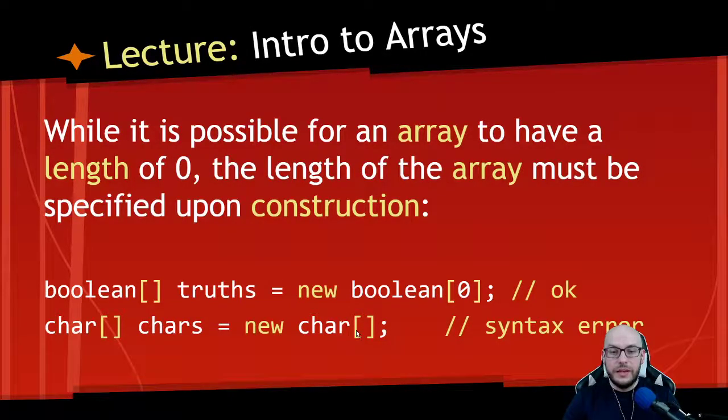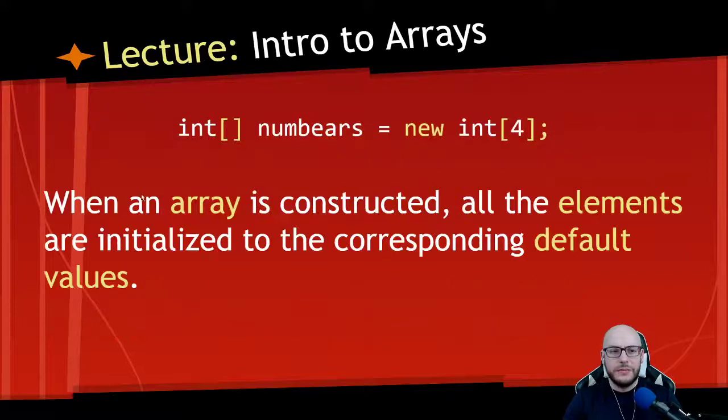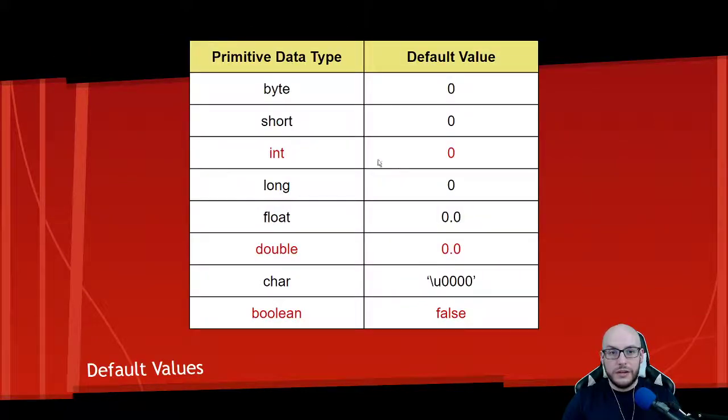Okay? So here we're also seeing that a Boolean array is possible, right? This is able to hold true and false values. Well, technically none because of the length of 0. It is also possible to have a char array, which, by the way, is basically a string. Basically, right? This is going to be a list of individual characters. That's kind of what a string is. When an array is constructed, all of the elements are initialized to the corresponding default values. We got to talk about what those are.